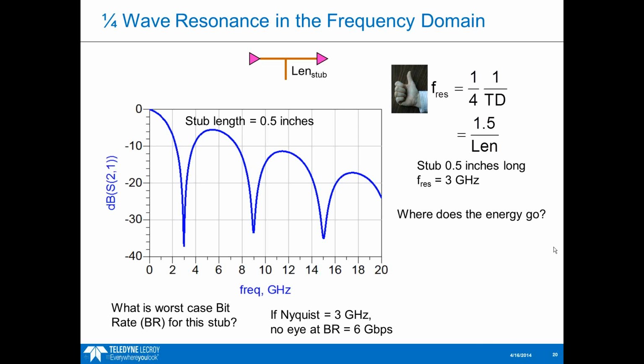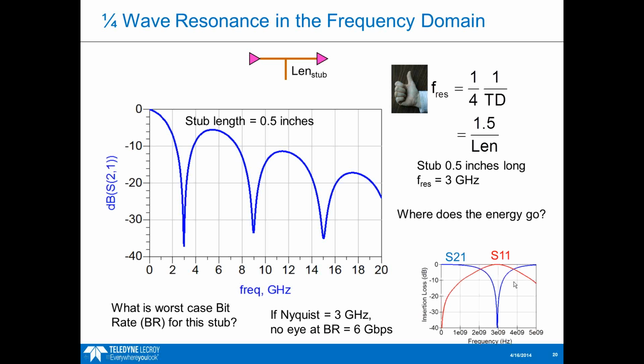The energy actually reflects all back to the transmitter. If you look at S11 here, you can see where we have a minimum in S21, we have a maximum in S11. So that energy that's not making it to the receiver is reflecting back to the transmitter.